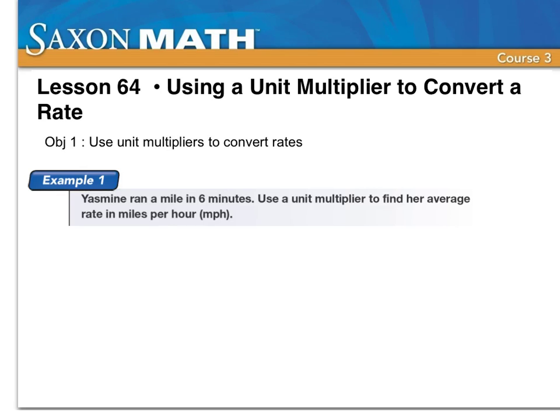So first thing we want to do is take the information they give us, a mile in 6 minutes, and write that as a fraction, as a rate. So she ran 1 mile in 6 minutes. And we're going to multiply that by a unit multiplier to find her average rate in miles per hour. So we've got to think about this.